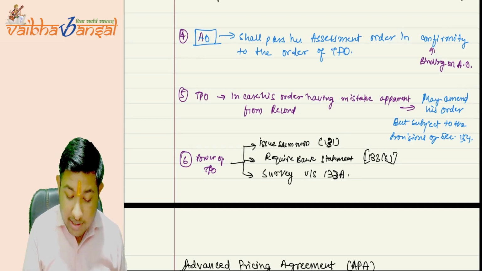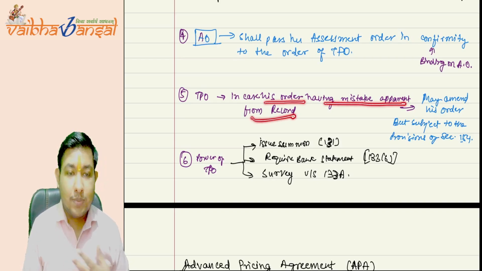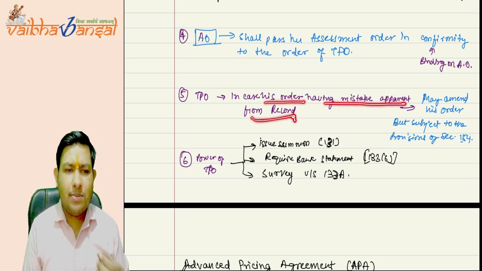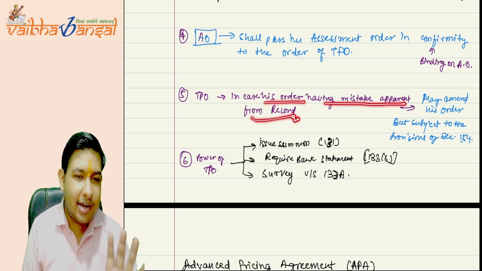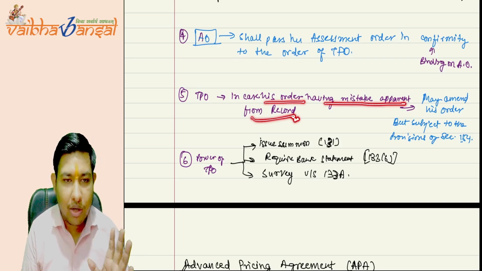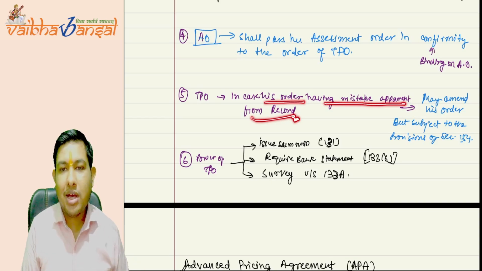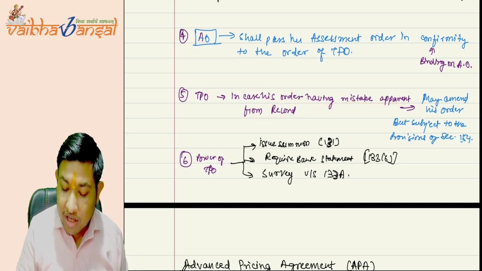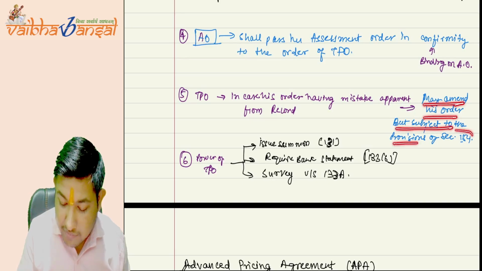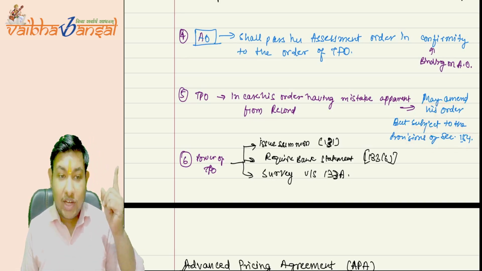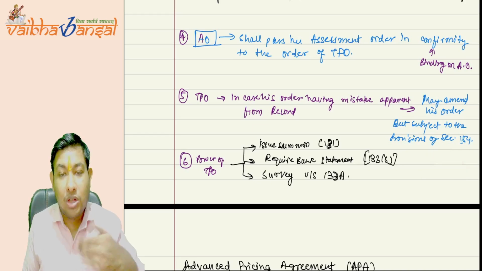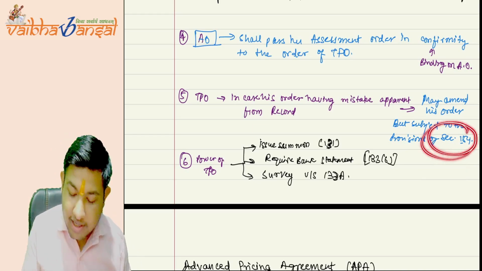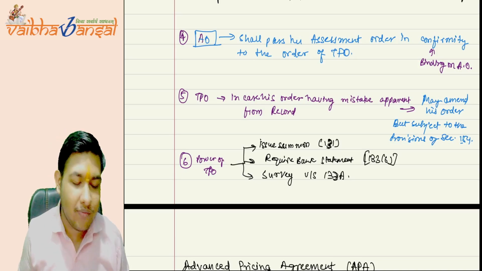Then the TPO, in case his order has mistakes apparent from record, if the TPO finds that his order has some mistakes which are apparent from record, some calculation mistake or errors which are directly visible to everyone, he may amend his order, but subject to the provisions of section 154 for rectification. The time limit for rectification is 4 years, so he can do all these rectifications within the prescribed period under section 154.